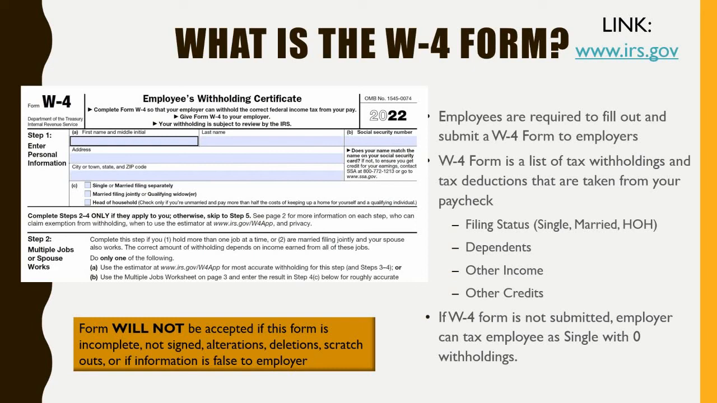Okay, so if you want to claim your children, if you want to claim your house, if you want to claim that you're married and that you're filing together with your significant other, then that's the form. That's why they gave you the W-4 form for you to fill out.